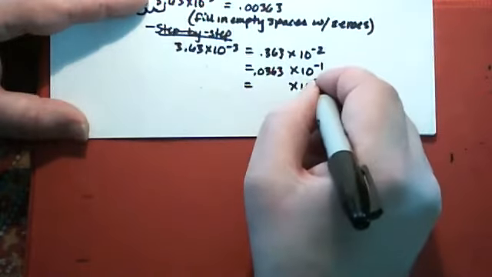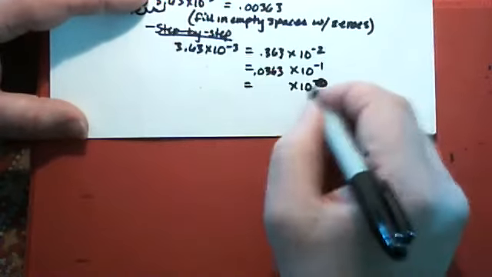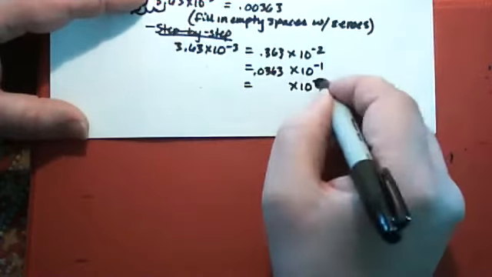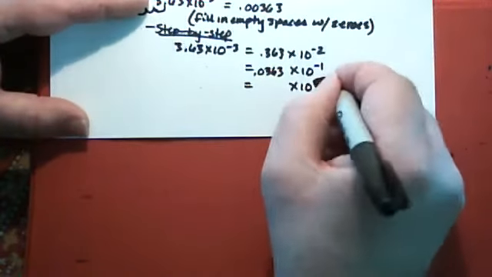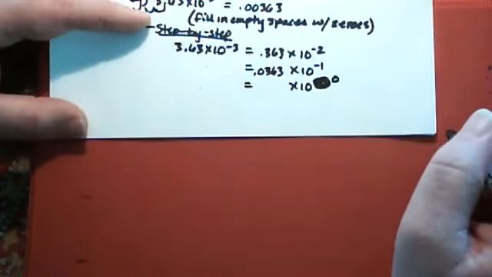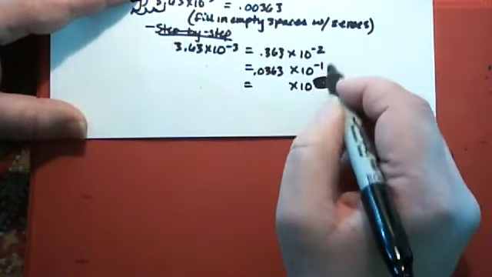Oh, sorry. What am I doing? Okay, 0. Now we've got 10 to the 0. We've reached 10 to the 0 now.